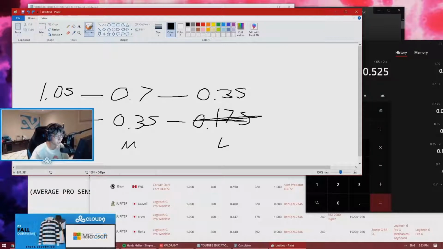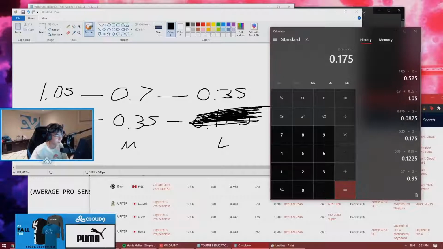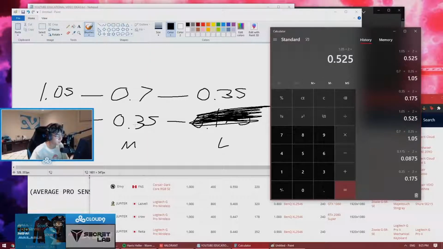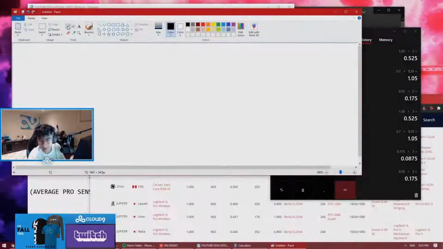I crossed this out because I don't want the sensitivity. Sorry, it was on a black screen, I noticed. So we have 0.35, 0.7. Now what I'm going to do is go 0.7 plus 0.35, get that, divide it by 2. This is the middle ground of these two sensitivities. So I will now do 0.7, 0.35. Okay, go over here. Did it do it again?